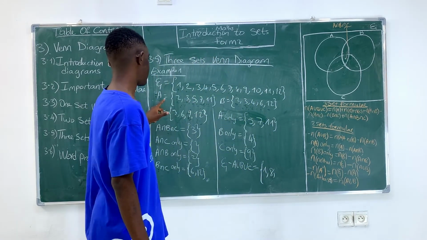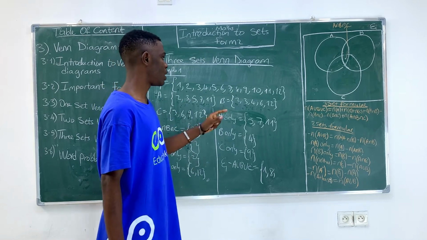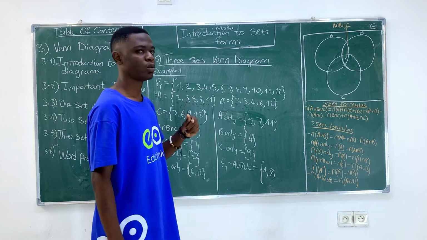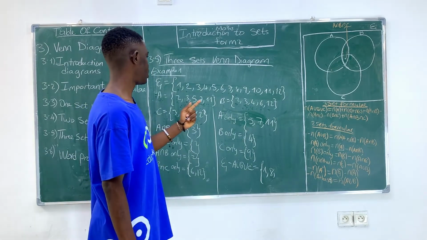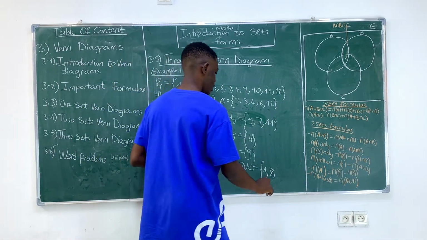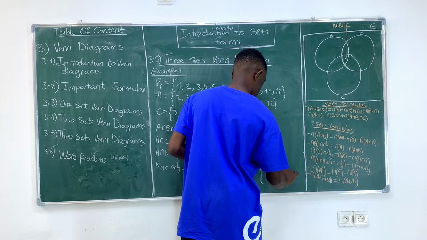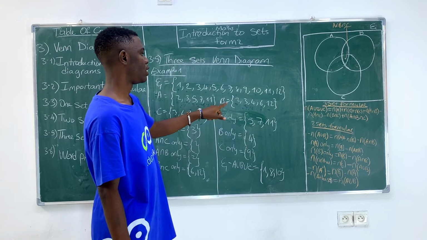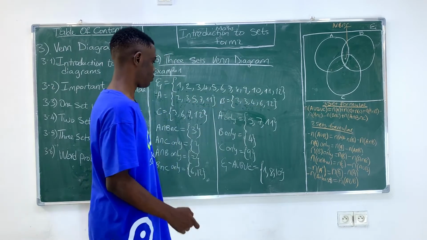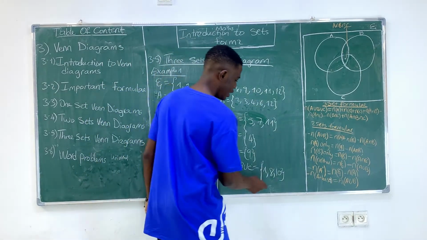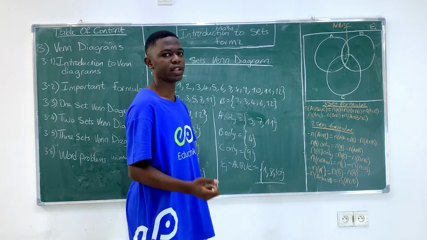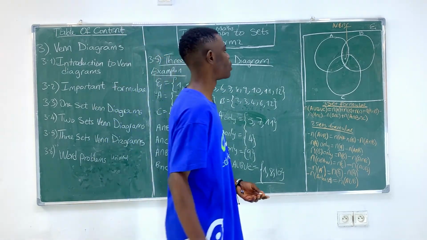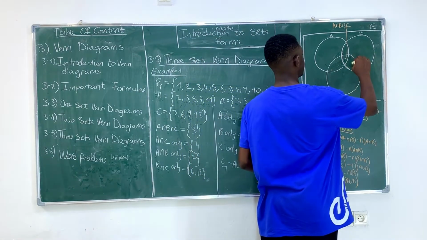Is 9 in any sets? Yes, 9 is here, so you don't write it. Is 10 in any sets? No. 10 is also neither in A, B, nor C, so I can write it. Is 11 in any? Yes, this is 11. Is 12 in any? Yes, this is 12. So these are all of the elements which are neither in A nor in B nor in C. Now we have everything to put in our Venn diagram.